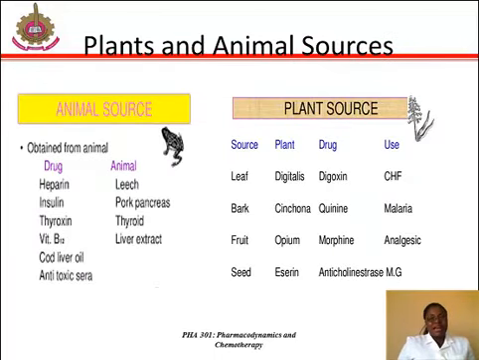Looking at plant and animal as a derivative of drug. Plant source is the oldest source of drugs. Most of the drugs in ancient times were derived from plants. Almost all parts of the plant are used. We can use the leaf, the stem, the bark, the fruits, and the roots.